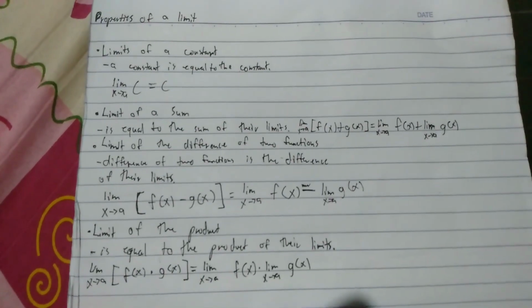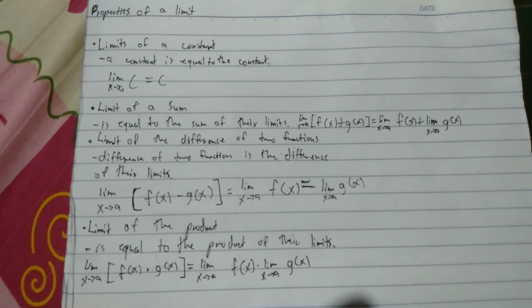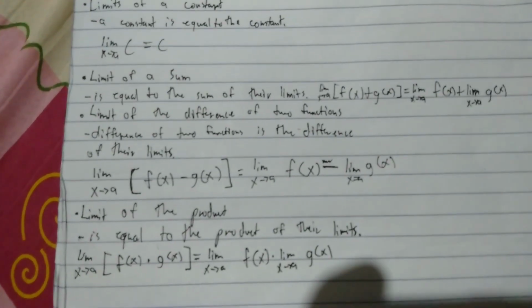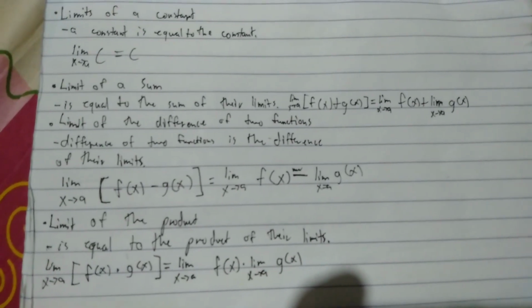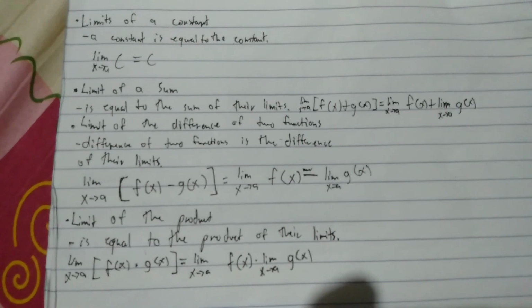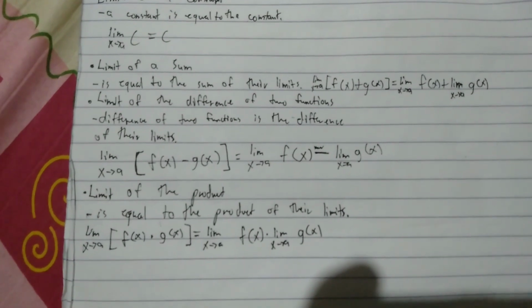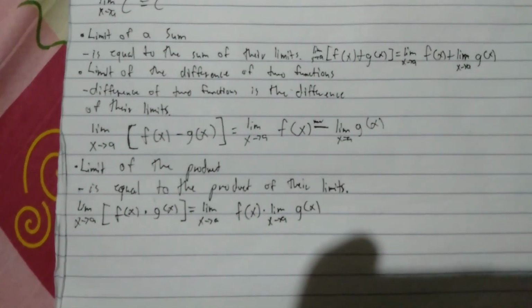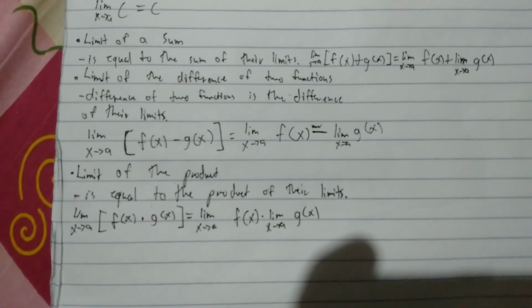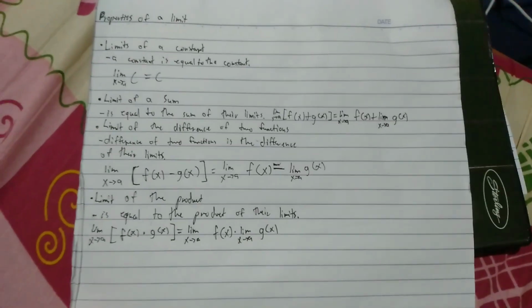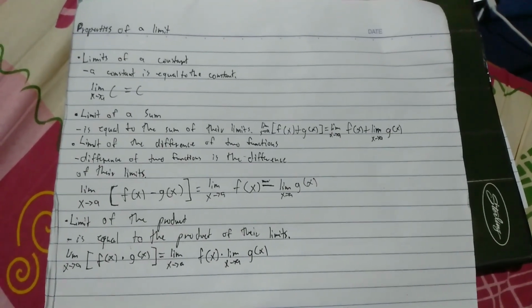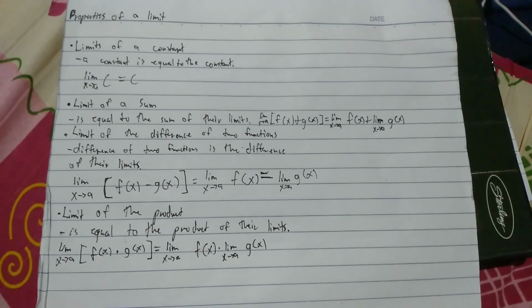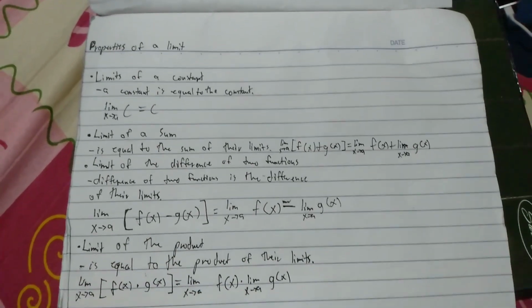Yeah, so for the difference of two functions, you subtract, like f of x minus g of x, and the limit is equal to the limit of f of x minus the limit of g of x. Then the limit of the product is equal to the product of their limits. So you just multiply to get the limit. And that's basically the properties of a limit. It's just addition, subtraction, and multiplication, and also the constant. Yeah, that's it.